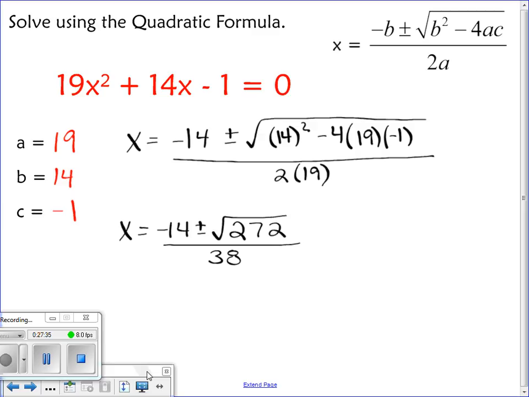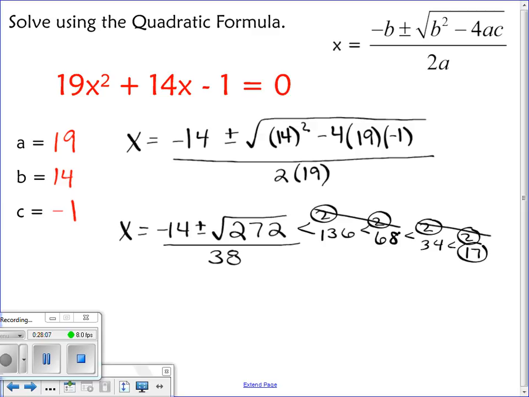Okay, can I factor tree that? Yeah, let's factor tree that. What do you want to factor tree that with? 2 and 136. 2 and 68. 34? 17? Good. Pair of 2's, which gives me 4.